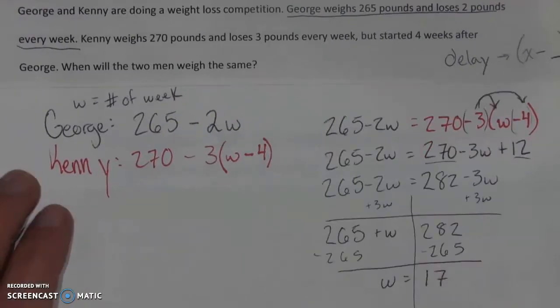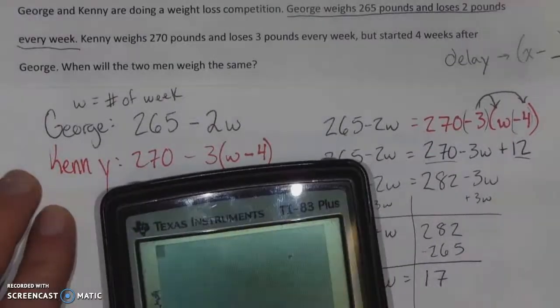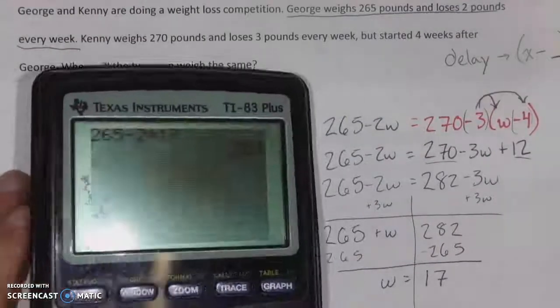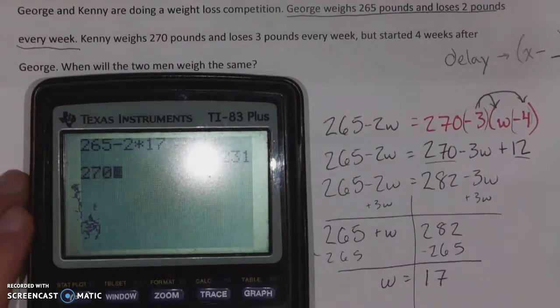So here's that solution where you should have found W is equal to 17. And you can put that into your calculator just to see what they'd actually weigh at that point. So they would weigh 265 minus that 2 times 17, the number of weeks they've been going. So they'd both weigh 231 pounds. And that should still work when you put in the second formula, 270 minus 3 times parentheses our W value minus 4, or 13.